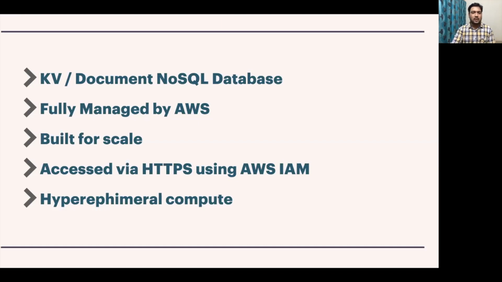It also falls into the category of hyper-ephemeral compute. Hyper-ephemeral compute basically means that you pay for what you use. Services like Lambda, SQS, SNS fall under the same category of hyper-ephemeral compute.